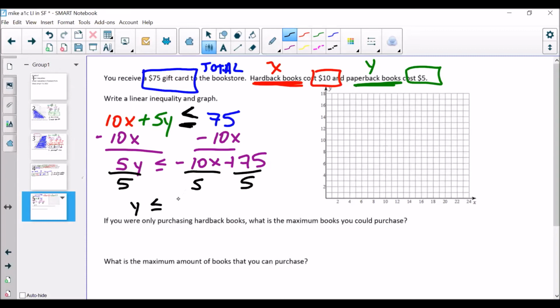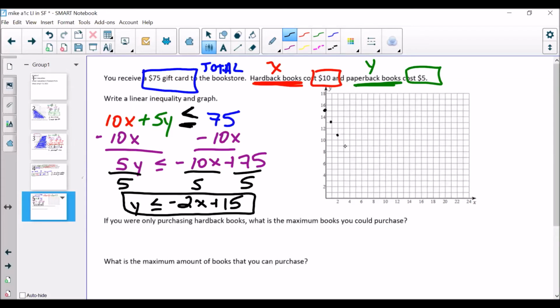Negative 10 divided by 5 is negative 2x, and then 75 divided by 5 would be 15. So we got y is less than or equal to negative 2x plus 15. We'll go ahead and graph that. And when we graph that, we'll start off with our y-intercept at 15. And we're going to go down 2 and to the right 1 each time.